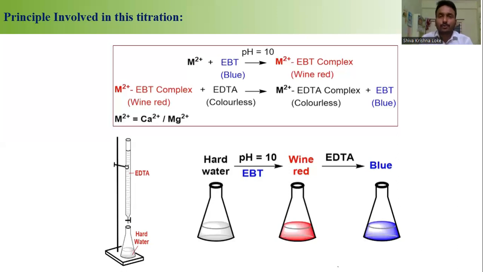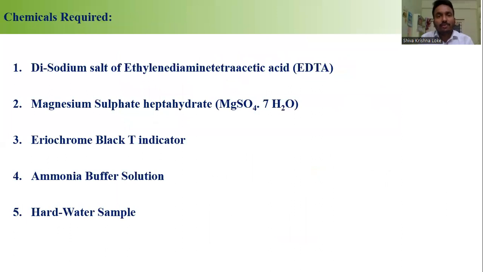So let us discuss the procedure involved in the determination of hardness of water by the EDTA method or complexometric method. Before going to see how to carry out this experiment, let us see the chemicals required for this titration. The first one is disodium salt of EDTA, magnesium sulfate heptahydrate, and Eriochrome Black T as an indicator, ammonia buffer solution, and hard water sample.